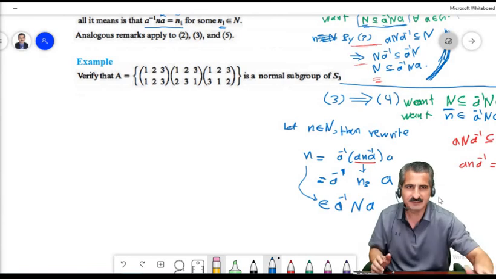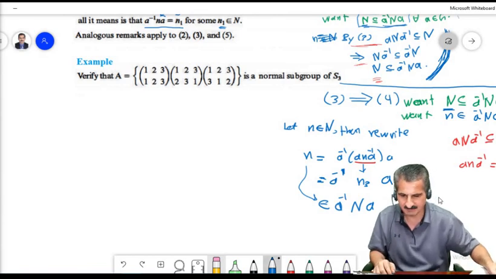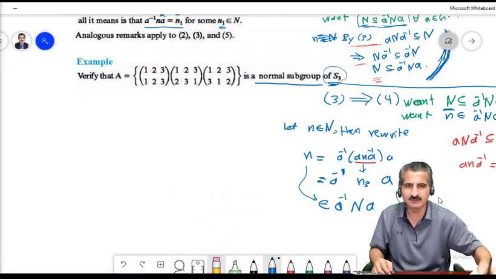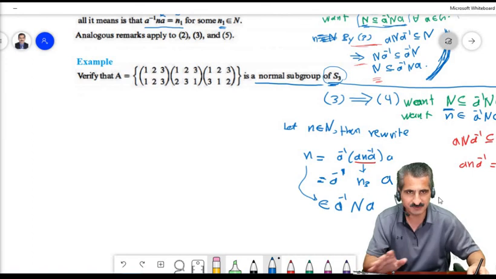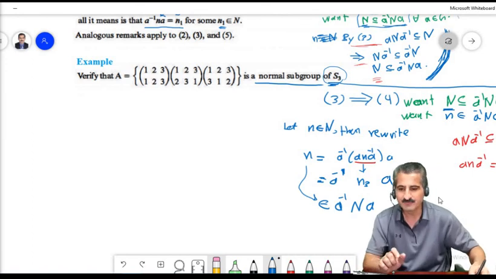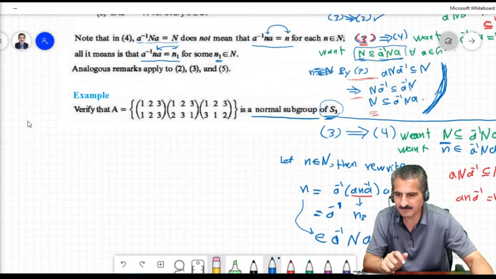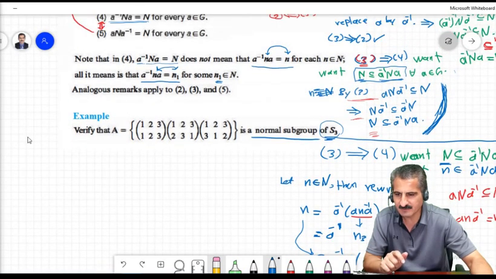So let's see this example. We only finished this example. Only this example. So this is a normal subgroup. S3 has 6 elements. So you either go and compute the left coset and right coset of every element and show they are equal, or you try to use this theorem somehow.